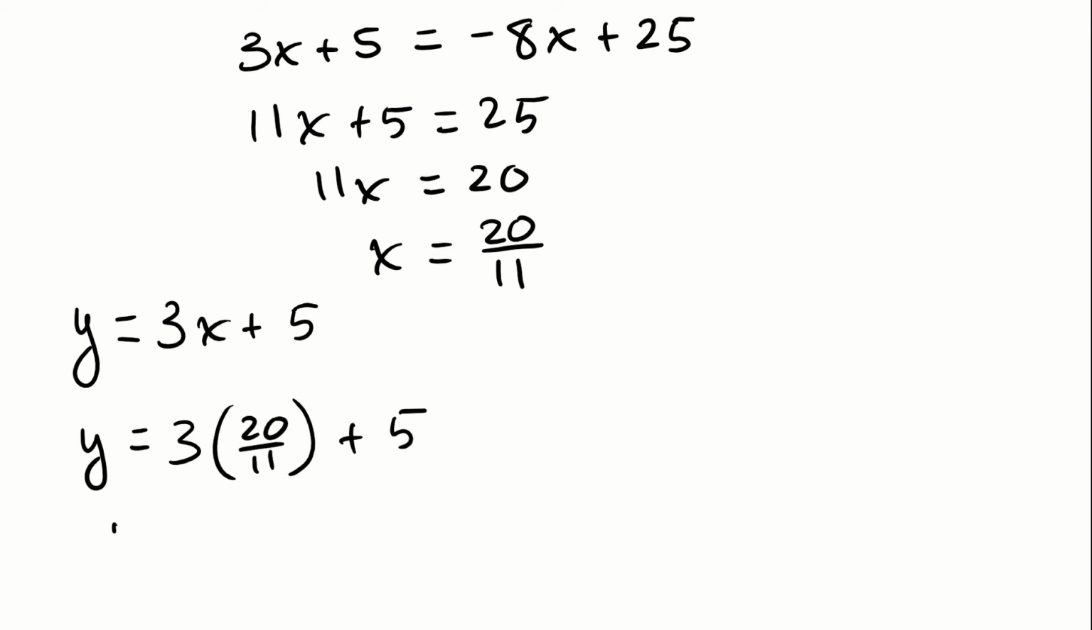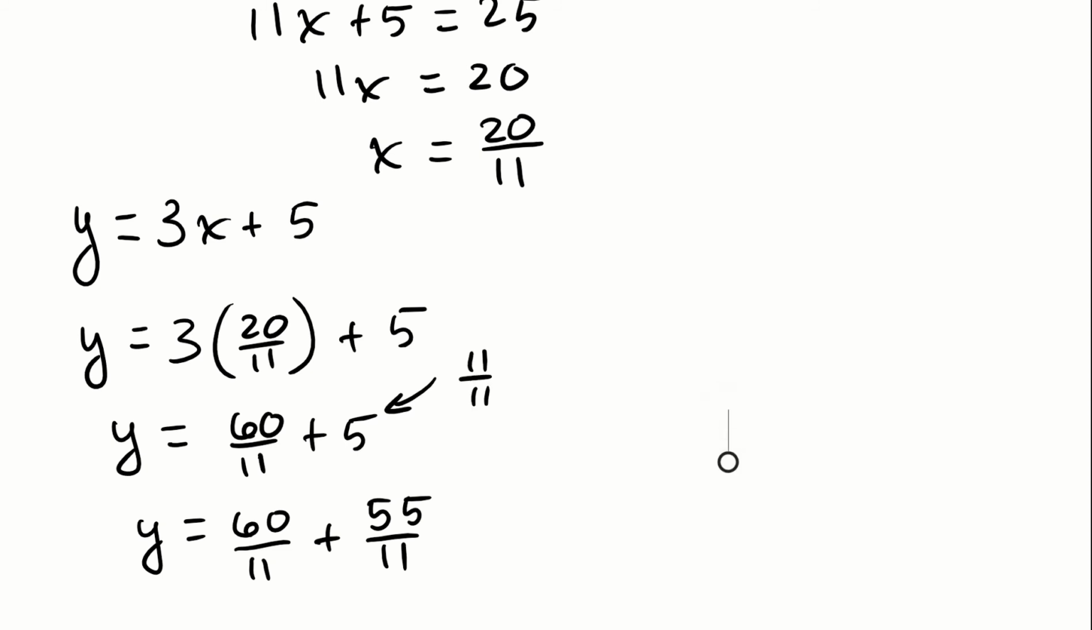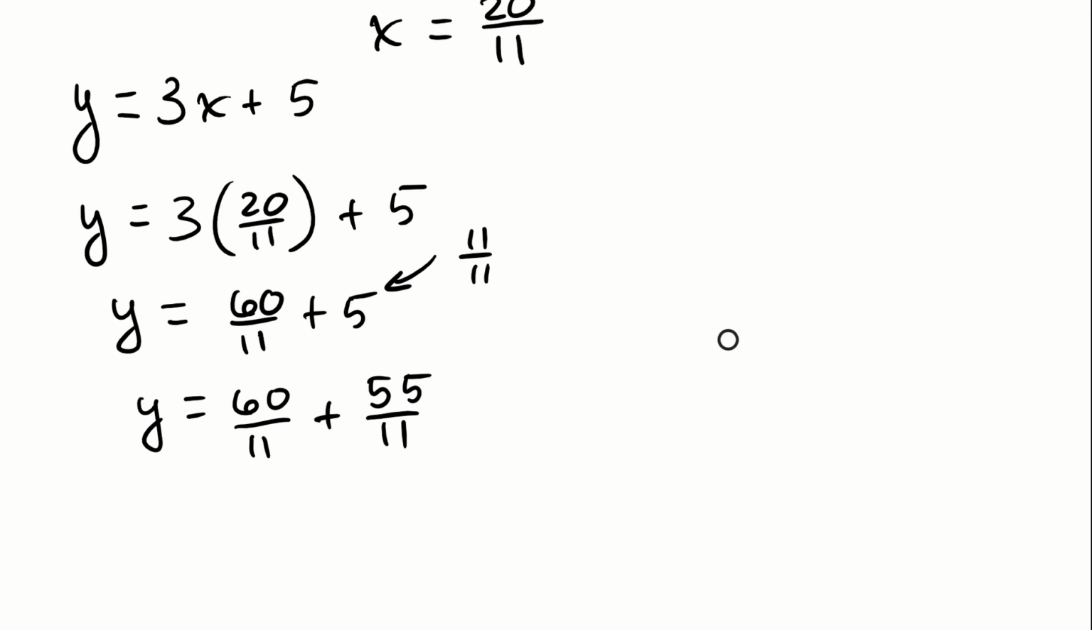plus 5. This doesn't look like it's going to be pretty. Let's see, 3 times 20 over 11 is 60 elevenths plus 5. If I want to combine those two things, they need to be both elevenths. So y is 60 over 11 plus, this would have to be 55 over 11. What I did is I multiplied this number 5 by 11 over 11 to get common denominators. If I combine those two things, that's going to be 115. I get that y is 115 over 11.